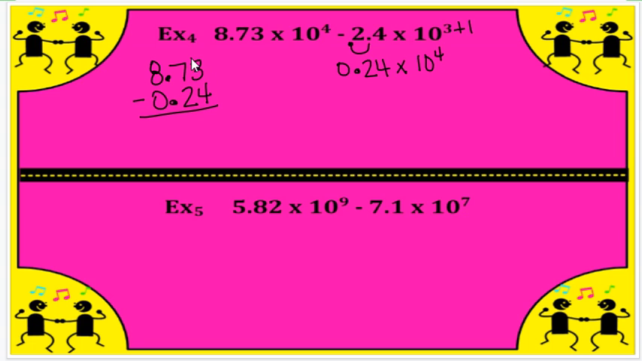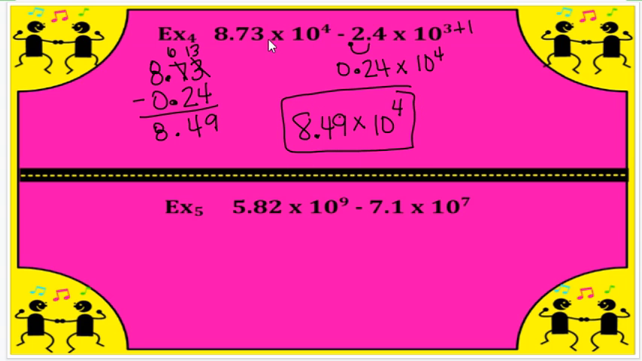You can't do 3 minus 4, so we got to come over here and borrow. This becomes a 6. This becomes a 13. So 13 minus 4 is 9. 6 minus 2 is 4. And 8 minus nothing is 8. So now we have our answer, 8.49 times 10 to the 4th power, because we keep the power that we created that they had in common.